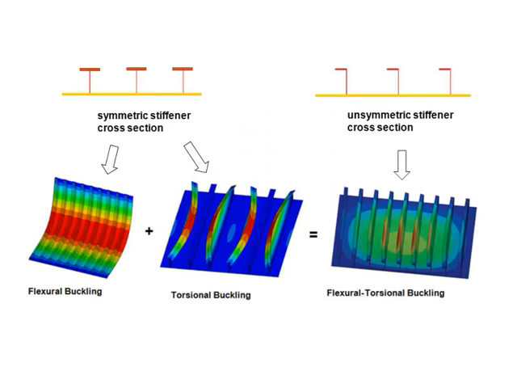Pictured are typical inverted T-stiffened panels buckling in either of two modes. For other unsymmetric panel shapes, a possible third mode is flexural torsional buckling, which is a combined interaction of the first two. Hypersizer includes all of these.